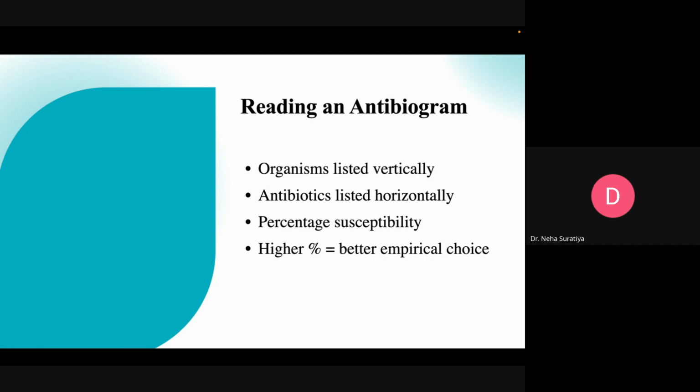अगर नेक्स्ट टाइम आपने एंटीबायोग्राम हाथ में लिया और आपको दिखा कि E. coli है और amikacin ट्रीटमेंट लिखा हुआ है बट वो ओनली 65% दिखा रहा है, तो आप क्या करोगे? You will not choose amikacin for those E. coli patients. Are you able to understand antibiogram now? Yes or no? Are you able to understand antibiogram?